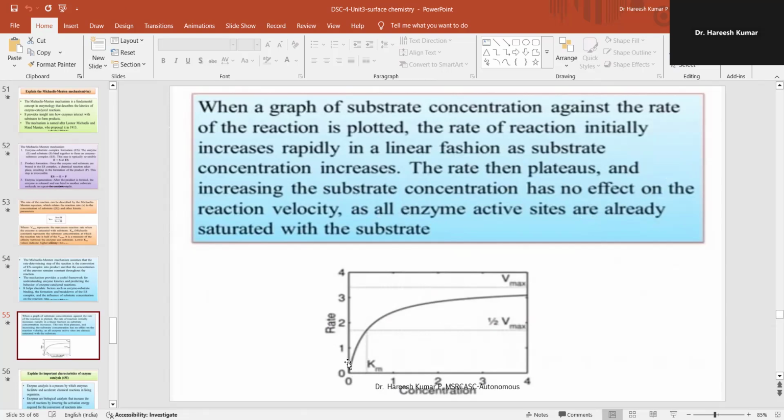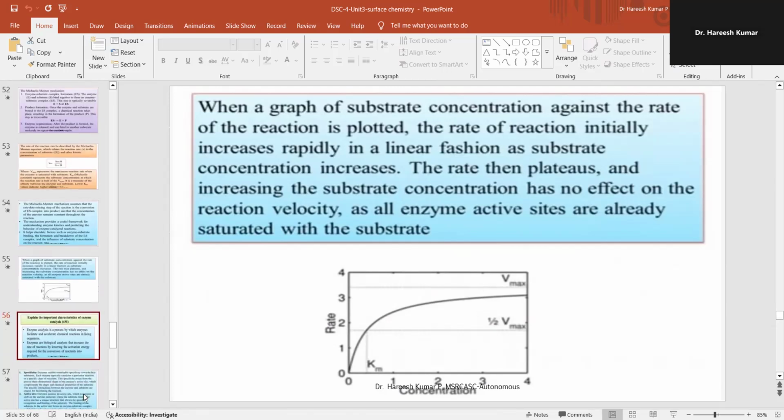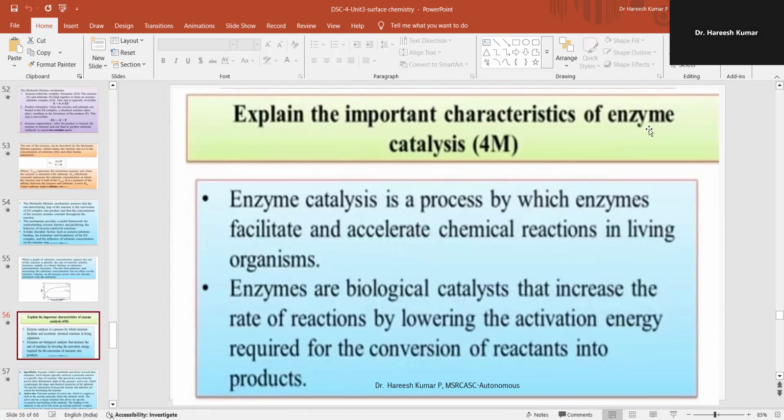This is the graph. That means it initially increases, and later on there is no effect of increasing the substrate on the rate of reaction. This is because of the occupation of the molecules on the active sites. Then, let us explain the important characteristics of enzyme catalysis.